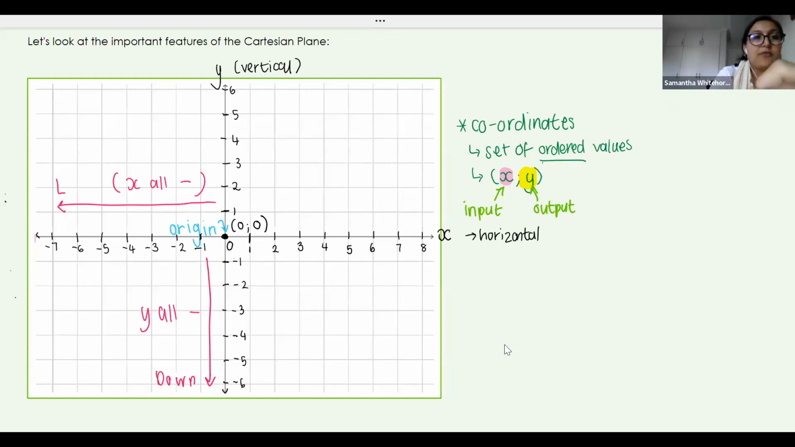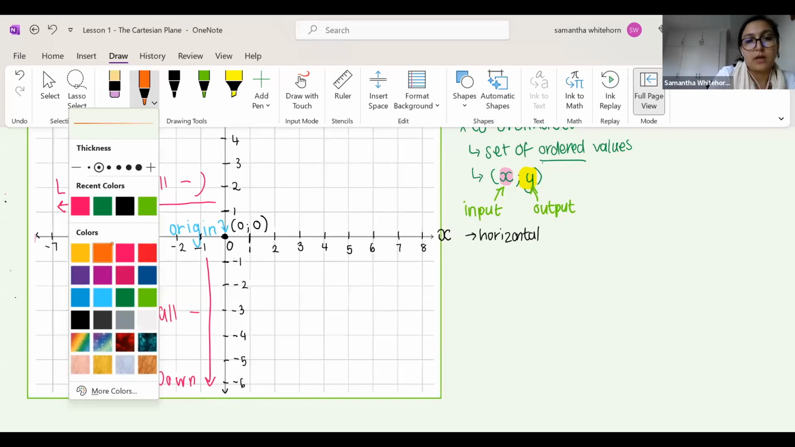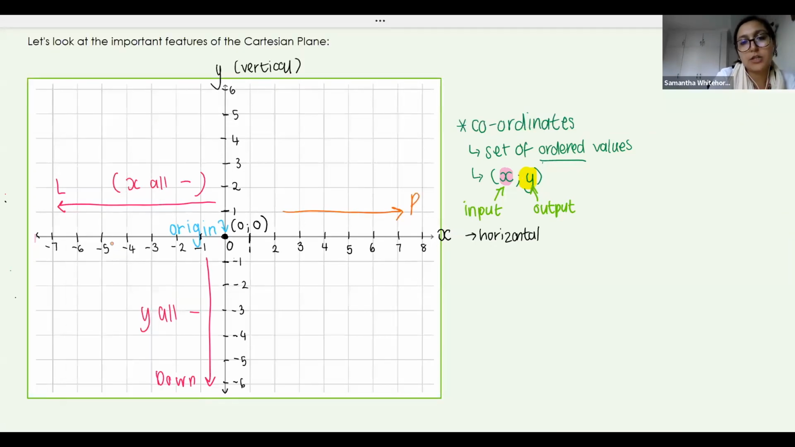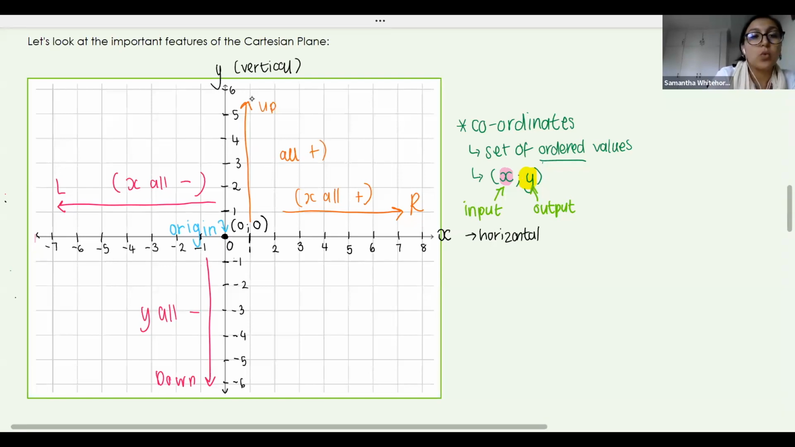If we then go the other way, so if we now go to the right of my origin, all of my x values are positive. And if I go up from my origin, my y values are all positive. So exactly. And it will always be like that. It doesn't change. Okay, ma'am. Thanks. Good, Nelson.